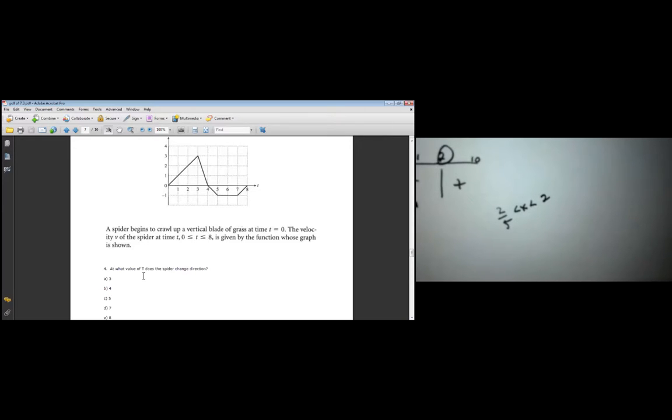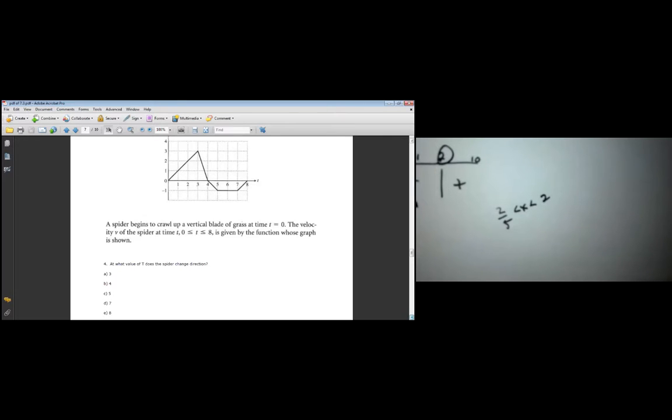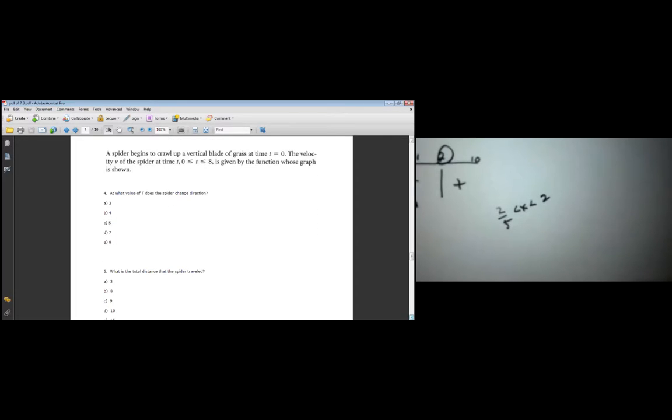This is the same exact thing as particle motion. They just renamed the particle a spider. It's the same thing. When does the spider change directions? It would be at the turnaround spot, would be at the 0 of the velocity graph. 5. What's the total distance traveled of the spider?